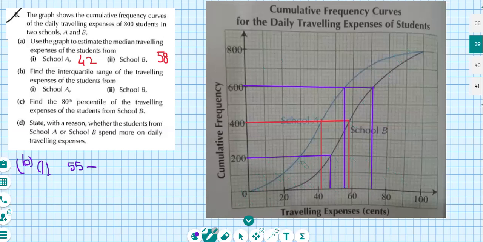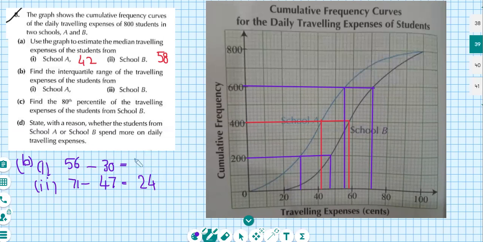First one, and this is, yes, for school A, the lower quartile is this 30. For school B, the upper quartile is this 71, and the lower quartile is 50, 48, 47. Yes, 47. So 24. For school A, the upper quartile was 56. So 56 minus 30 gives you 26.